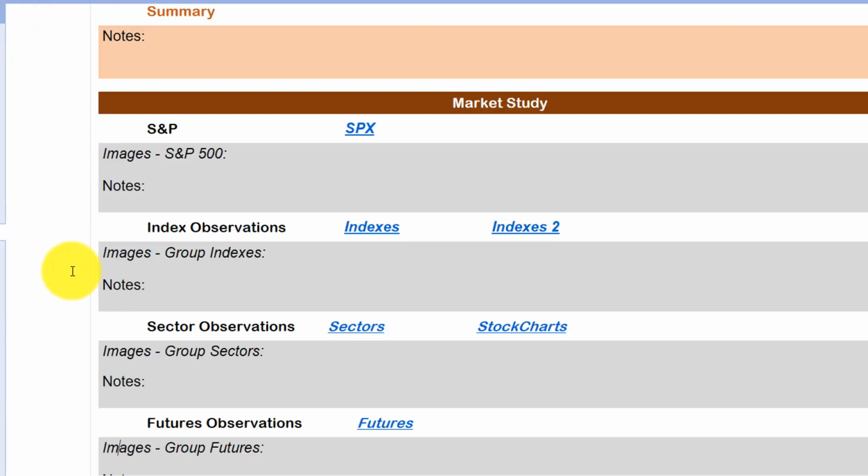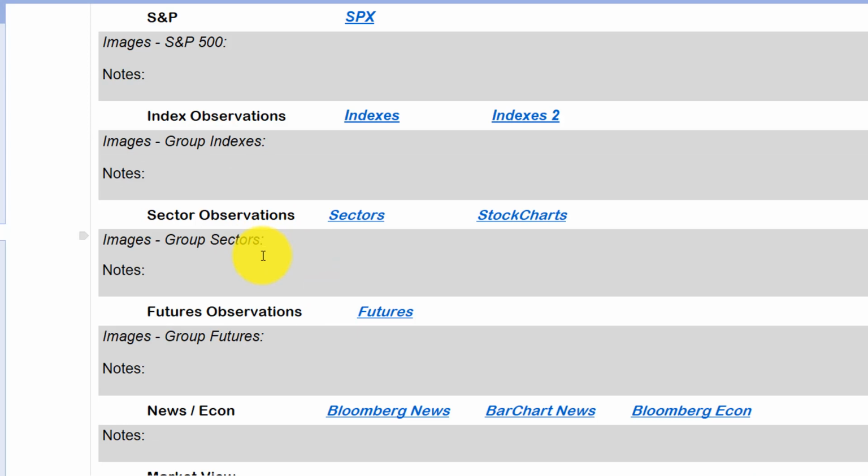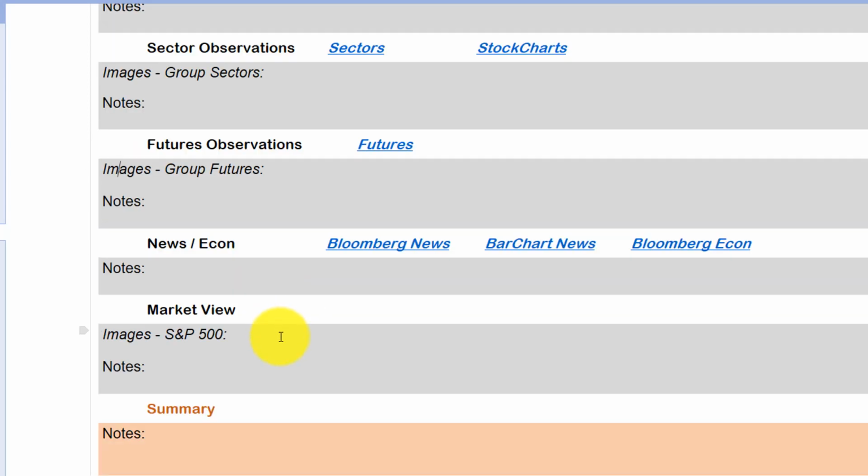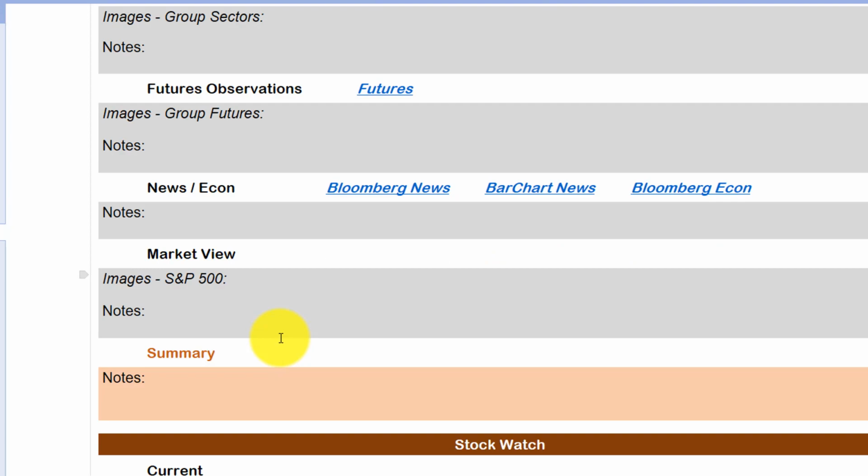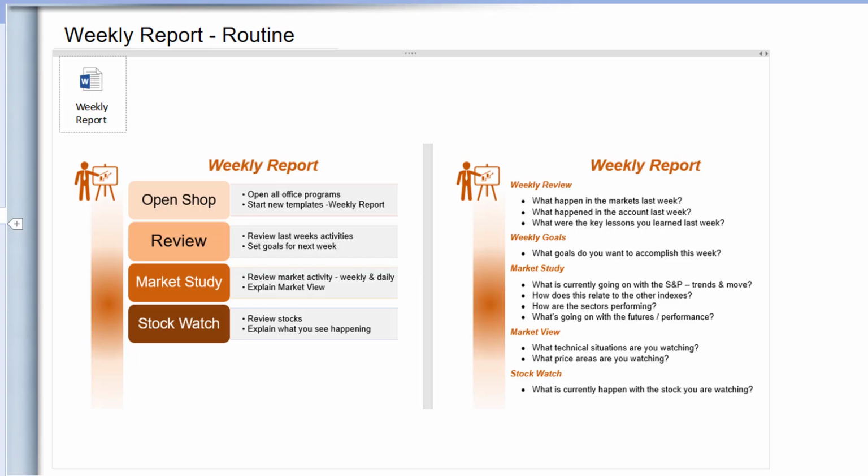On the market study in the template, there's an area with places that I can put images of charts as well as all the notes. I'm going to look at the S&P, the indexes, sectors, futures, news, econ, come up with a market view, and then summarize everything. Now, in the market study, again, the key thing here is looking at what's going on with the S&P. How does that relate to the other indexes? How does that relate to the other sectors and futures? The market view, I really want to answer the question of, hey, what technical situations are you watching and what price areas are you watching?